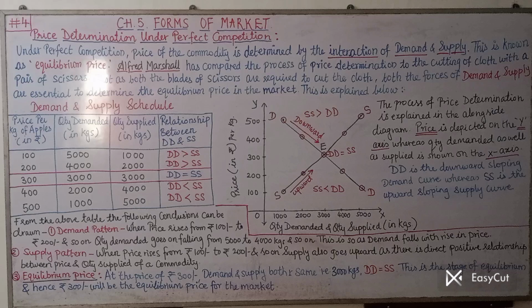And then we come to the main point, equilibrium price. Do highlight it in your answer. At the price of rupees 300, demand and supply both are same, that is 3000 kgs, DD equal to SS. This is the stage of equilibrium, and hence rupees 300 will be the equilibrium price in the market. So this is how the price determination takes place under perfect competition.